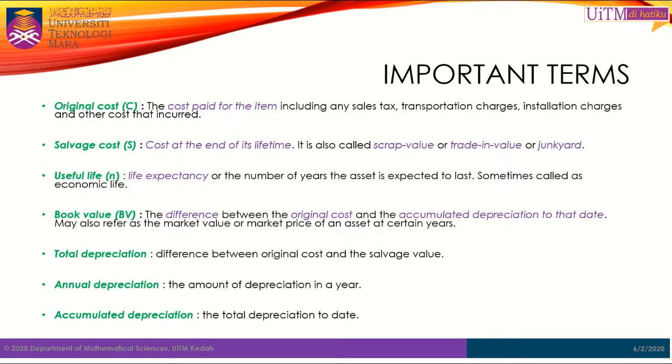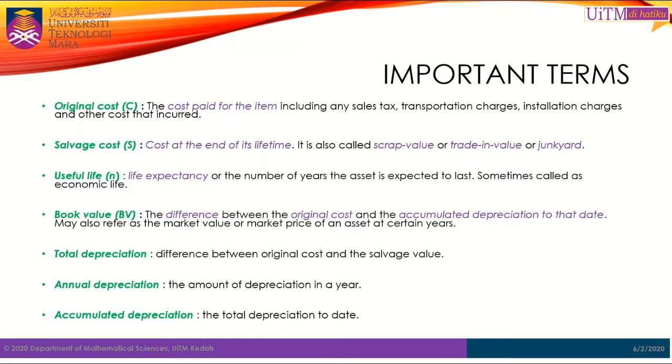Bear in mind that the values will be different using different methods. Accumulated depreciation is simply the total depreciation to date. That means you add the annual depreciation until the date that you require. For example, let's say the annual depreciation is 100 every year for 10 years. If you want to find the accumulated depreciation for 5 years, you add from year 1 depreciation until year 5, so you get 500 ringgit. Those are some of the important terms that you need to understand within this topic.